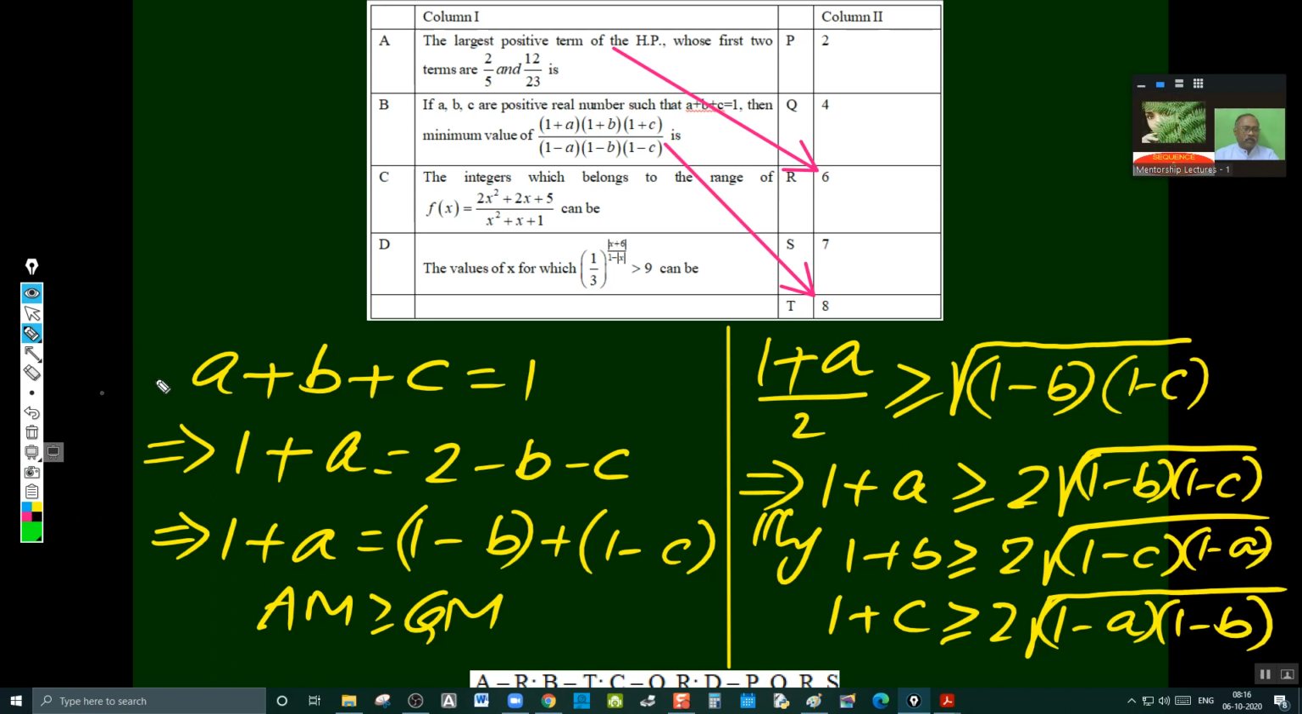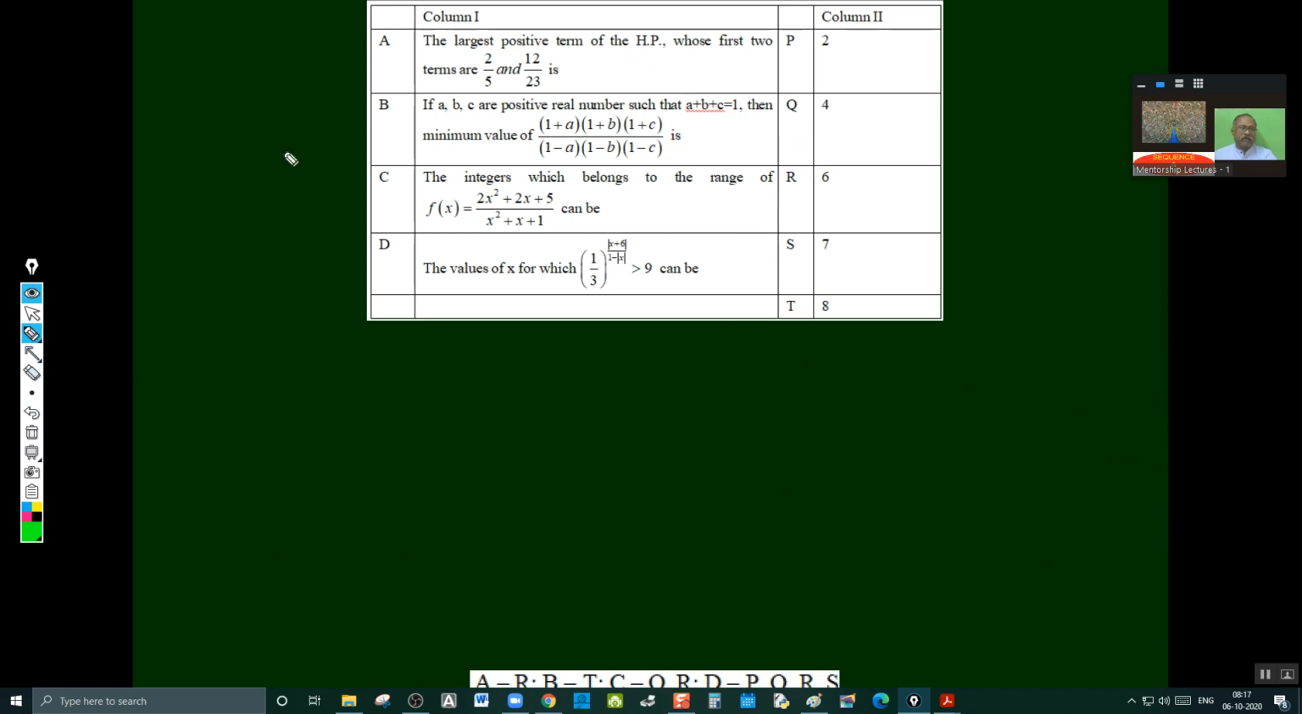The third one is also an important one, which belongs to algebra. It is quadratic expressions. Let us check it out. We have to talk about the range of it. So let us start like this. Let y is equal to 2x square plus 2x plus 5.